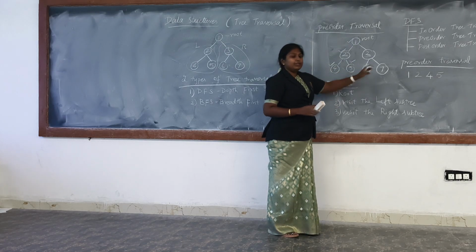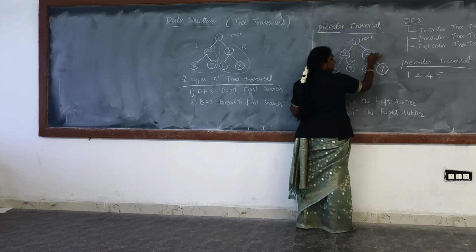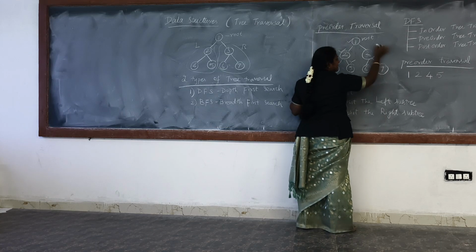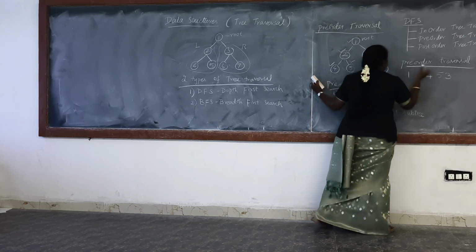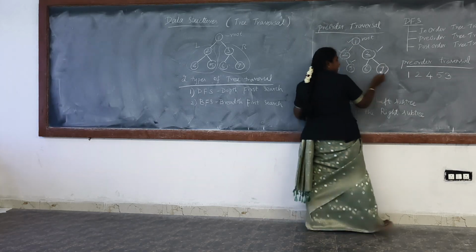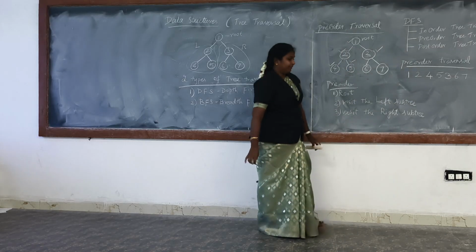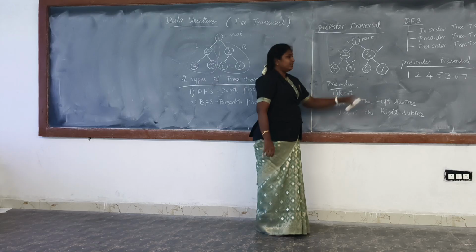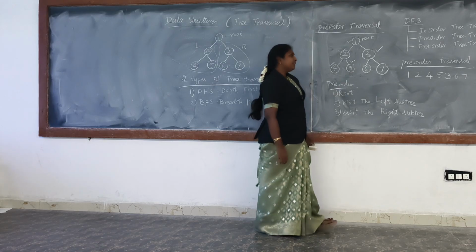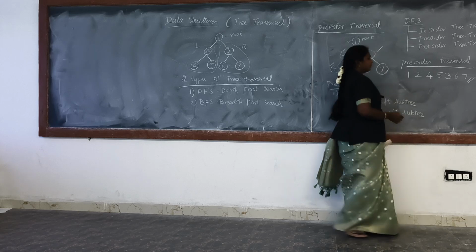Now I have to move on to the right subtree. So the right subtree is 3. When I consider this as a tree, this is the root node. So visit 3 and then the left subtree and then the right subtree. 6 is the left subtree and then the right subtree is 7. Okay, this is the pre-order traversal for this specific tree.